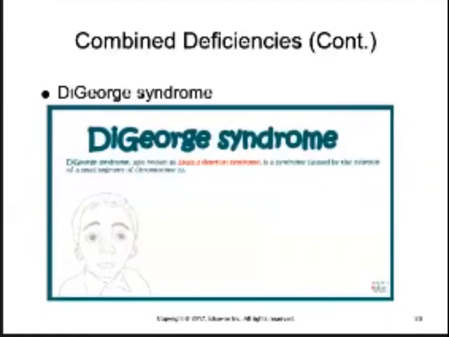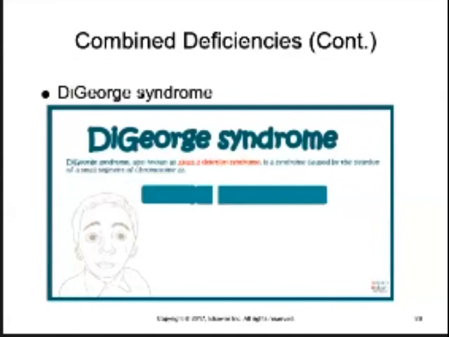22q11.2 deletion syndrome is caused by the deletion of a small segment of chromosome 22. In chromosome 22, a very small portion in the Q arm is deleted, and the locus is known as 22q11.2. As a result of this deletion, there is DiGeorge syndrome.